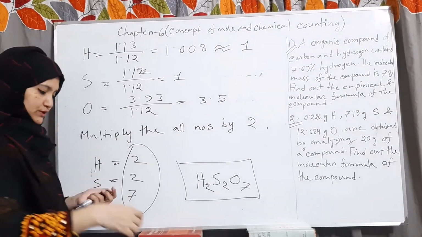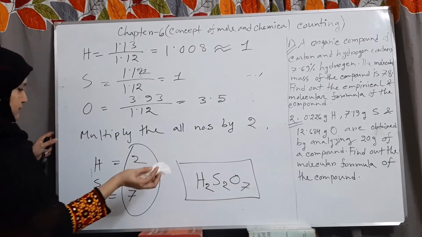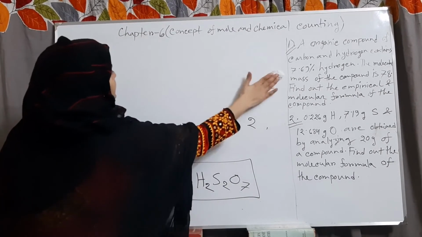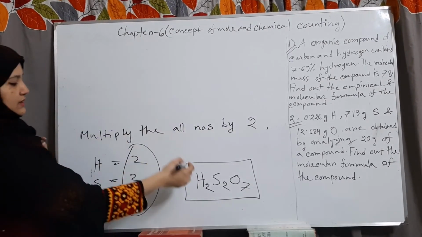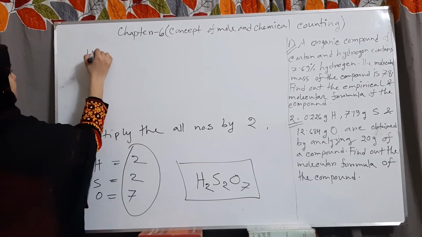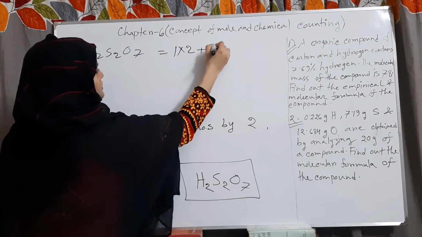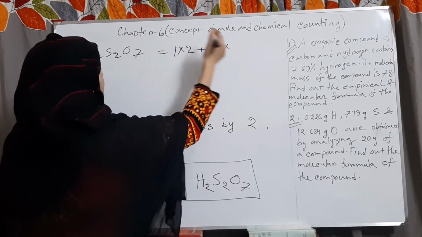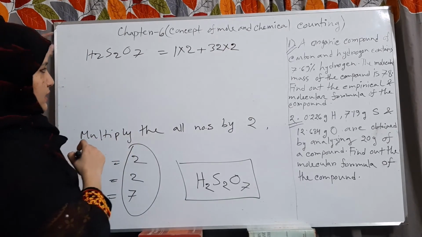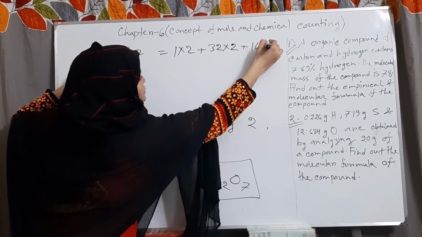Now we have to find out the molecular formula. Our desired requirement is the molecular formula. First we have to find the mass of the empirical formula. What will be the mass of the empirical formula? Mass of empirical formula: 1 into 2, 32 into 2, and oxygen 16 into 7.